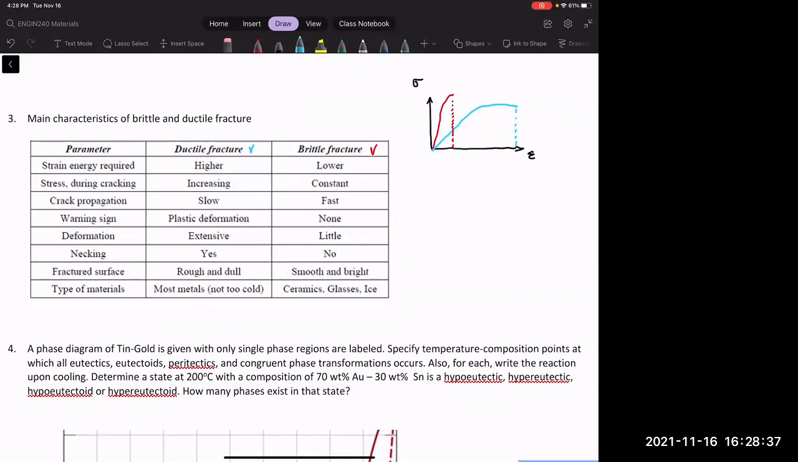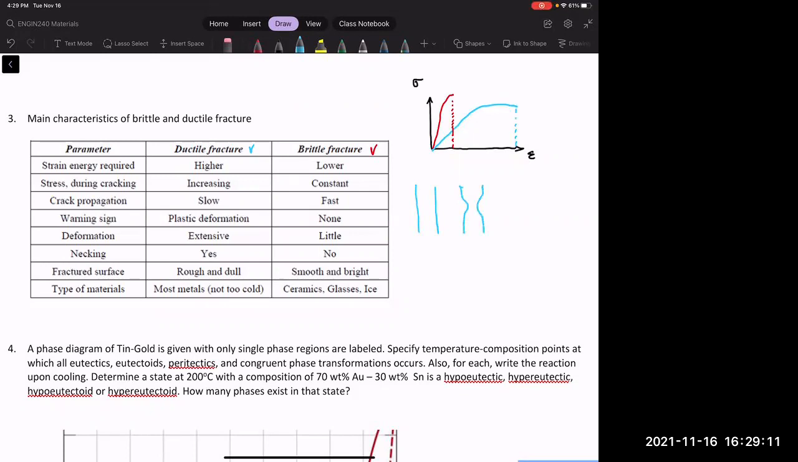Warning sign: we like ductile because of plastic deformation. It gives us the warning sign. So the ductile gives us the warning sign, but not the brittle one. Obviously, ductile has more deformation than the brittle. And necking: the material will start at the same thickness, then once it starts to elongate, it will form a necking in the middle of the material.